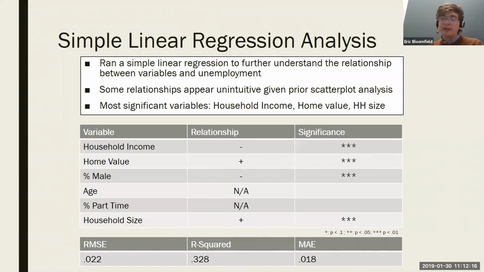The far right shows the significance at different p levels. We see that our significant variables have p-values of less than 1%, which is what we'd like to see. It just means that the variable has a pretty strong relationship. So we see that household income has a negative relationship, so that as household income increases in a county, unemployment will decrease. This is what we saw in the scatter plot, makes some intuitive sense. Home value, however, seems to have a positive relationship where an increase in average home value leads to an increase in unemployment.